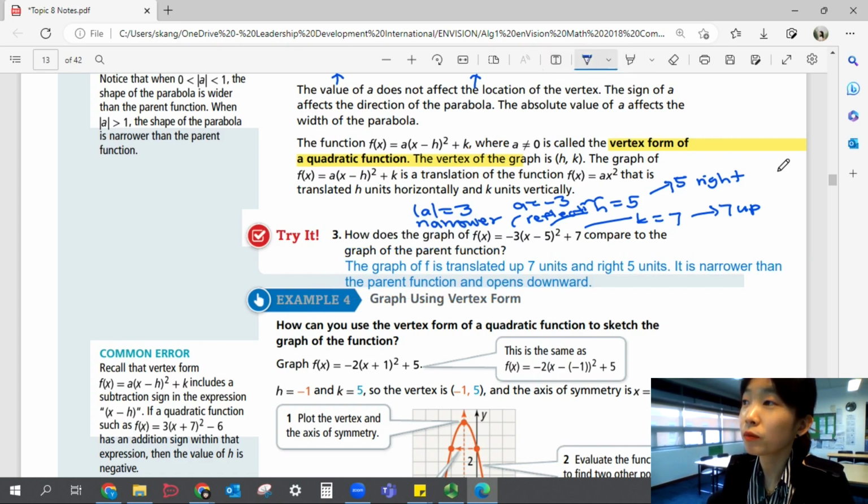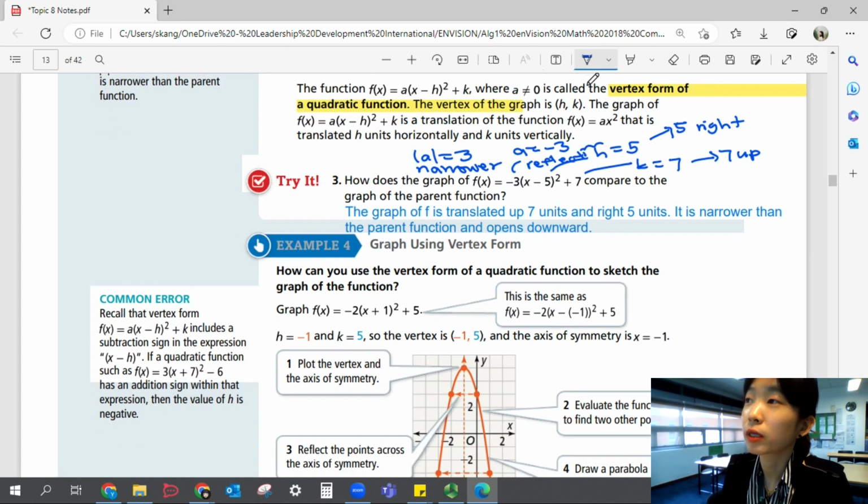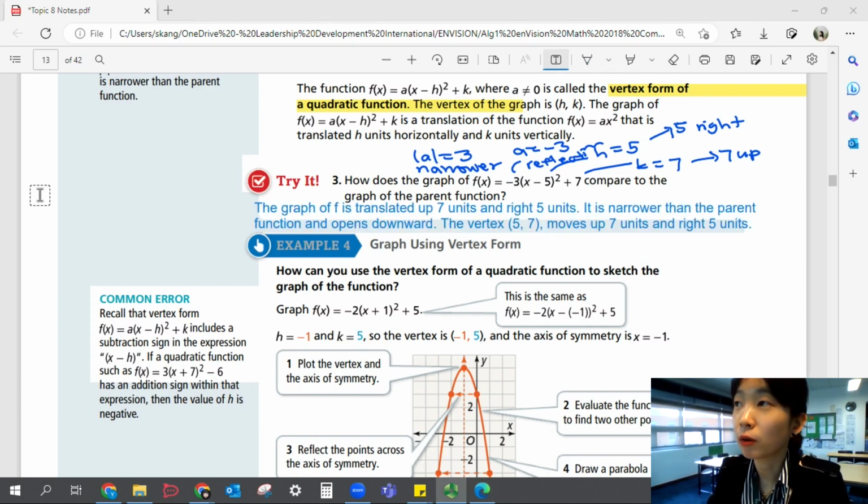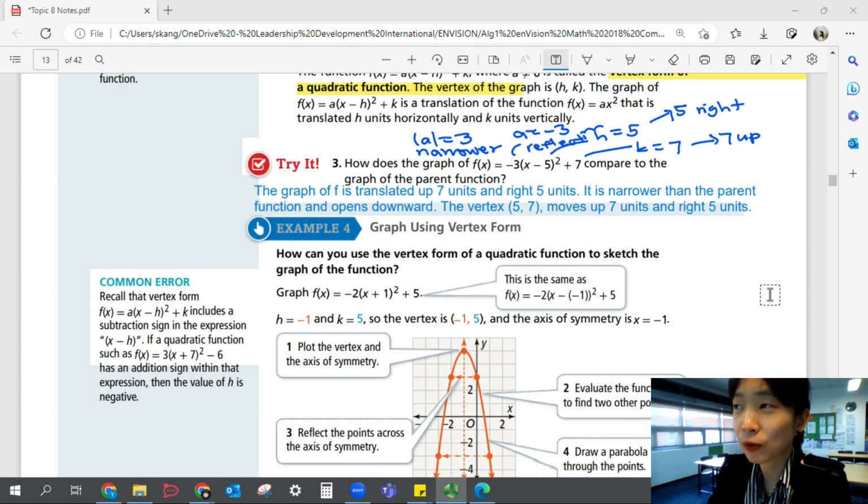There you go. Where's the reflection? Oh, opens downward. That's the reflection. So if you just want to write, it's reflected across the x-axis, and the graph gets narrower, and the vertex, let's add the vertex. There we go. So the vertex, which is (5, 7), moves up 7 units and right 5 units as well. Okay, now we have identified everything. Let's look at example 4.